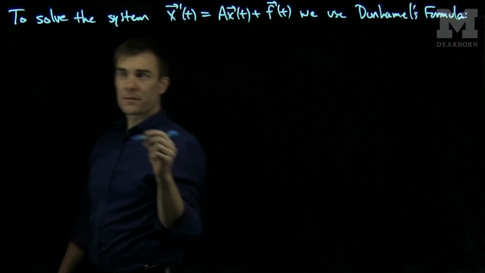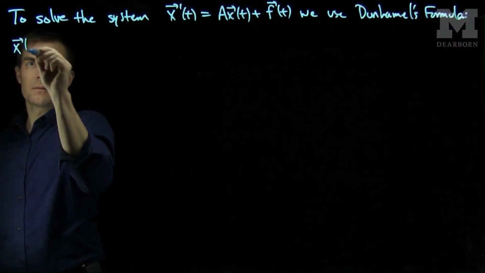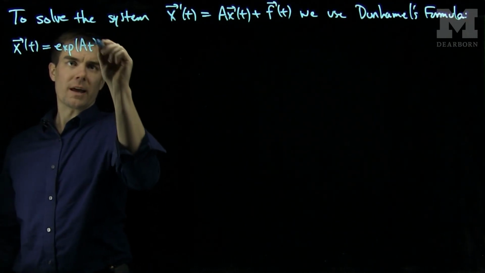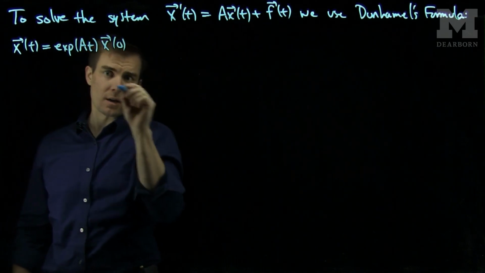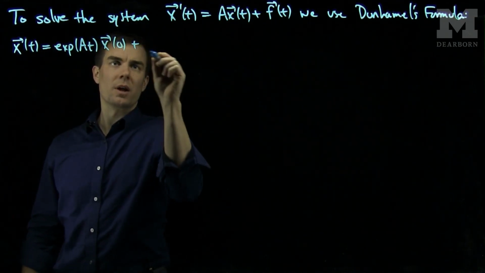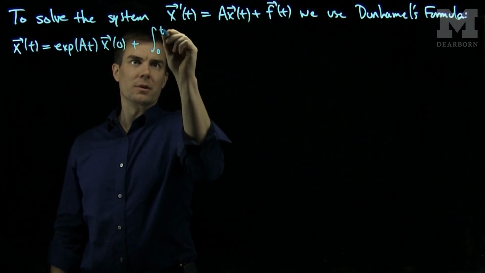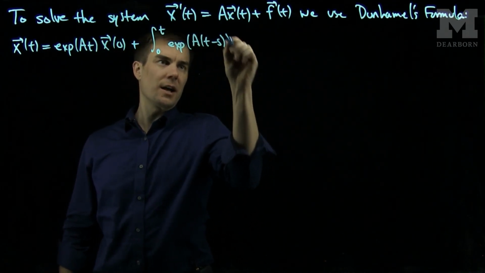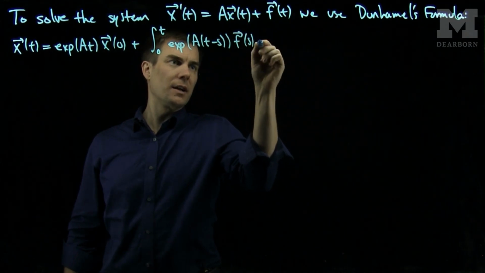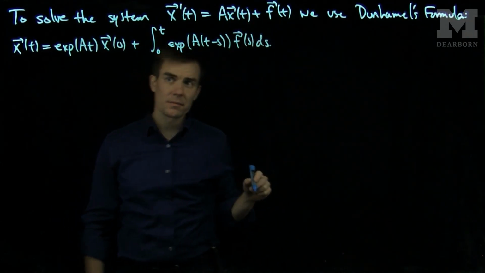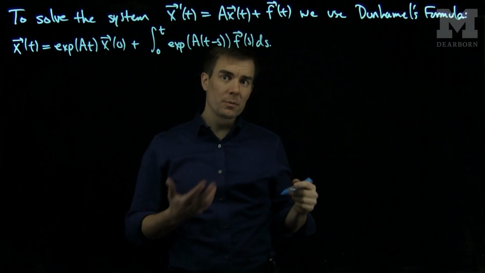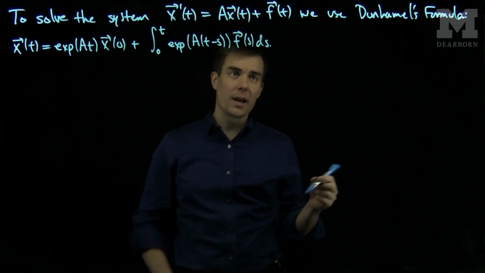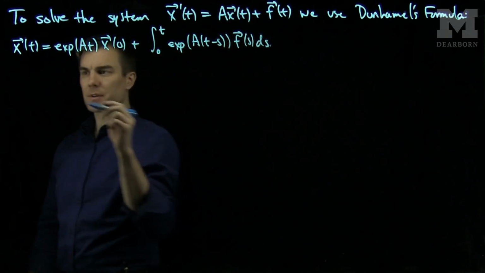And this formula is given as follows. It tells us that x of t is the exponential of At times x of 0, our constant initial vector, plus the integral from 0 to t of the exponential of A(t minus s) f of s ds. So in order to solve a non-homogeneous system, we need to compute the matrix exponential of the matrix A, right? So let's see an example of this.